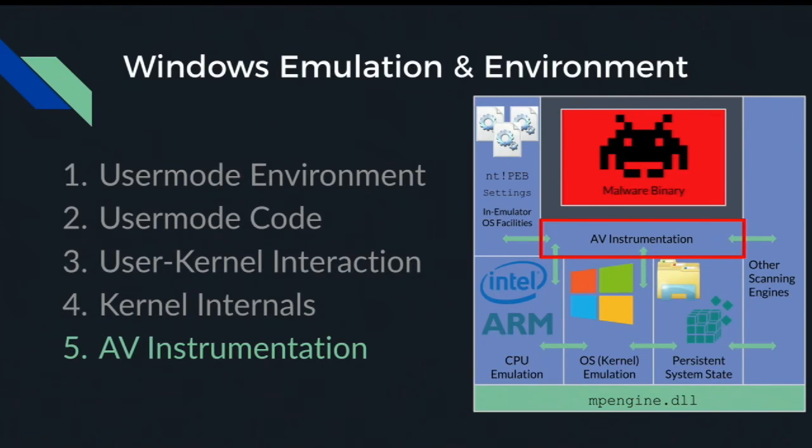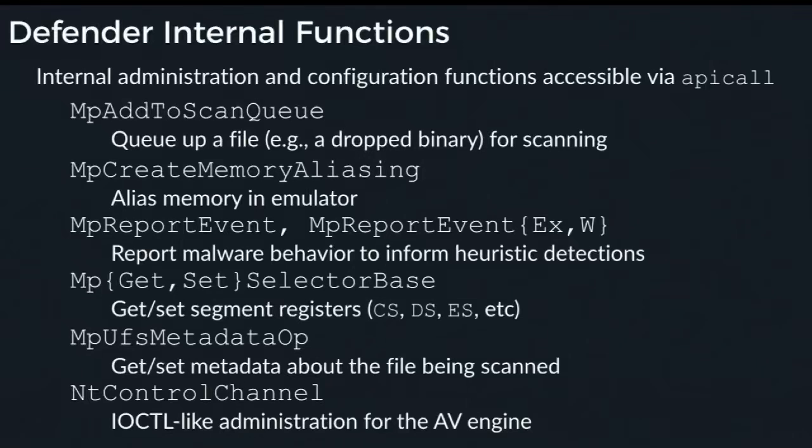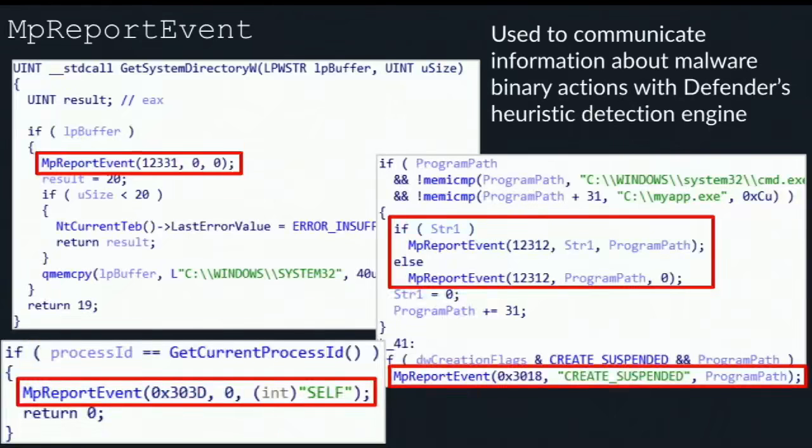Finally, moving into talking about AV instrumentation. Throughout the engine, we have these internal functions that I mentioned that are accessible through the API called hypercall instruction, and they do things like queue up a file for scanning, alias memory inside the emulator, and most interestingly, report malware behavior to inform detection heuristics. So we're going to talk about that.